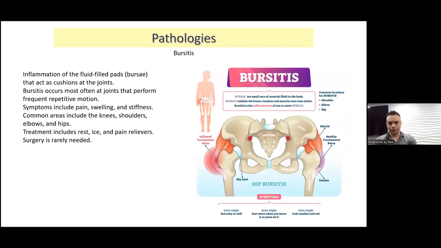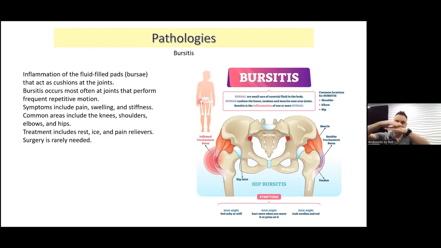Bursitis is a general term. If we break this word down, itis again, right? We see that inflammation. Bursa, well, what is a bursa? A bursa is a pouch or a sac that is filled with synovial fluid. And what do bursas do? Well, bursas are found around joints, and they typically cushion around the joints, especially around the tendons.